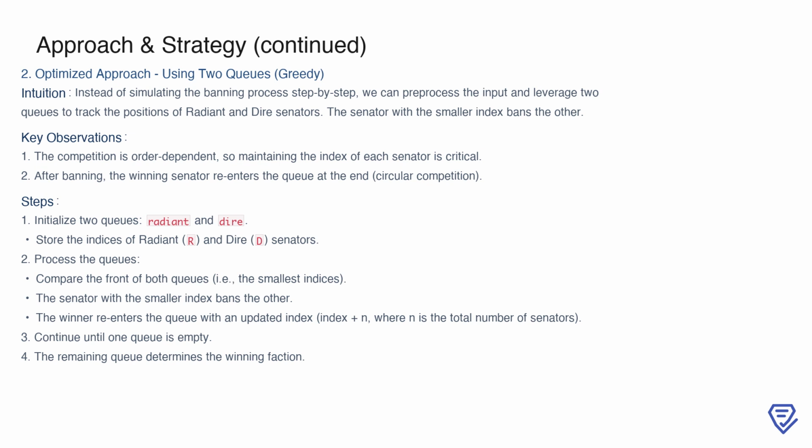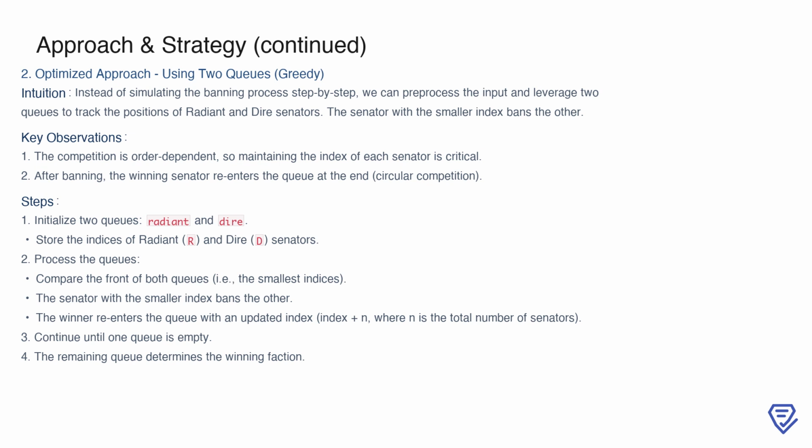The competition is order-dependent, meaning the senator with the smaller index gets to ban the other. To implement this, we first initialize two queues, one for radiant senators and one for dire senators, storing their respective indices. Then, we process both queues by comparing the senators at the front. The senator with the smaller index bans the opponent and re-enters their own queue with an updated index, which accounts for the circular nature of the competition. This process is repeated until one of the queues is empty, and the remaining queue determines the winning faction.